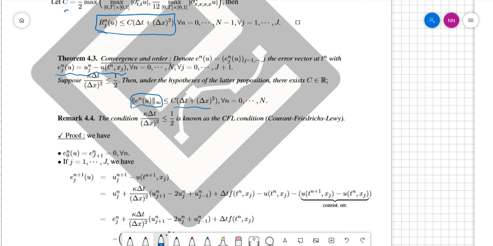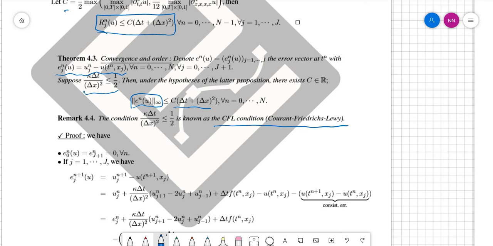But this is only when a given condition is applied, or this is guaranteed when a given condition is applied, which is kappa delta t over delta x squared less than 1 over 2. And let me talk 1 minute about this condition. It's a very important condition. We call it a CFL condition. It's written in here, CFL, Courant-Friedrichs-Lewy. It's a very important condition because it will give us a link or a dependency between delta t and delta x. So you cannot choose delta t and delta x independently.